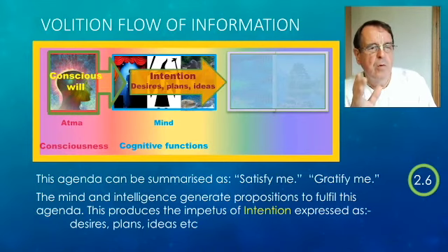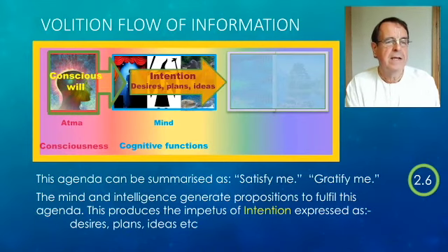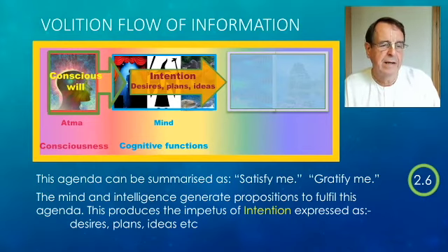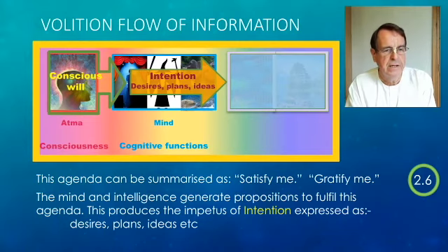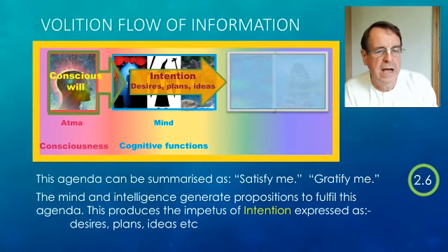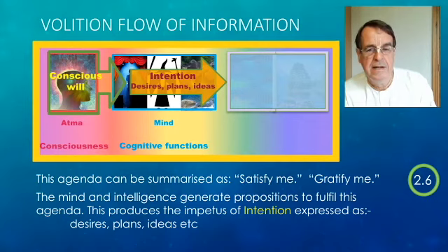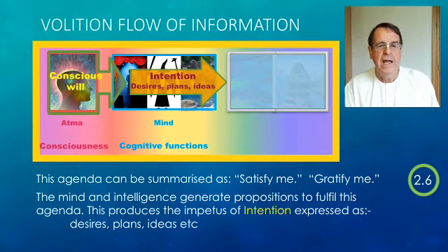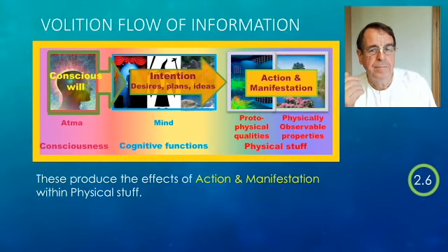Now, in very simple terms, what seems to be happening is that our will, on a subliminal level, can be summarized as: satisfy me. I want gratification. And the cognitive functions of the mind and intelligence generate propositions to fulfill this agenda. And this produces intention expressed as desires, plans and ideas. And intention, therefore, is a sort of impetus. It's an energy that drives things on. It makes things happen. And these have a real effect.